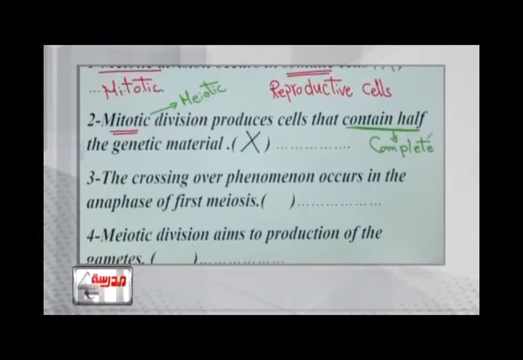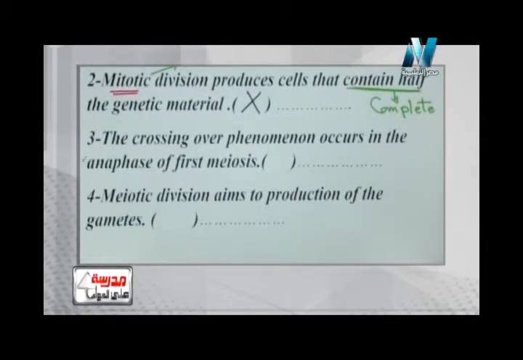Third question, crossing over phenomenon. We know the crossing over phenomenon takes place in mitosis division and takes place in first meiosis division, but in a special stage called what? Let's read it all together. The crossing over phenomenon occurs in the anaphase of first meiosis.